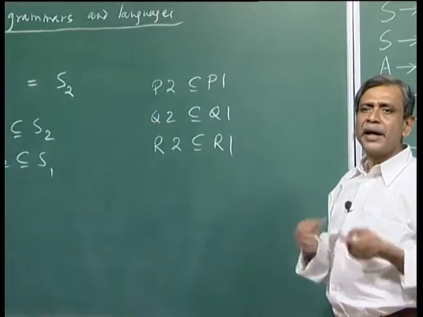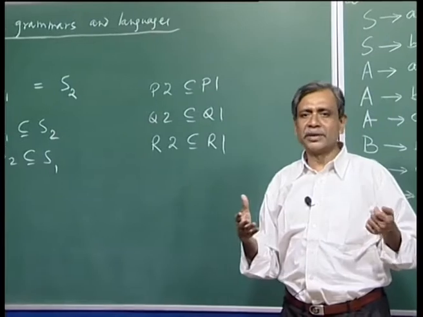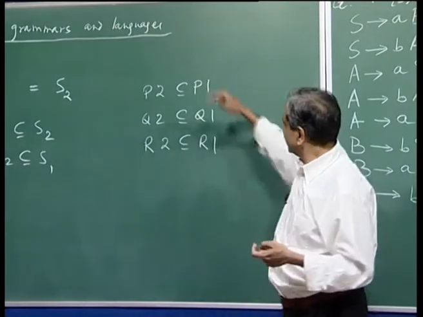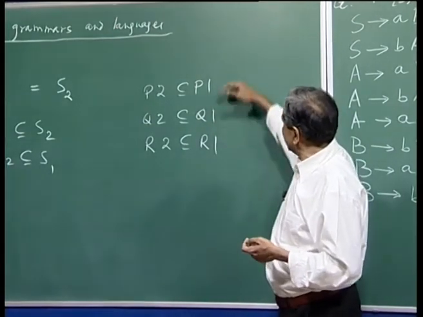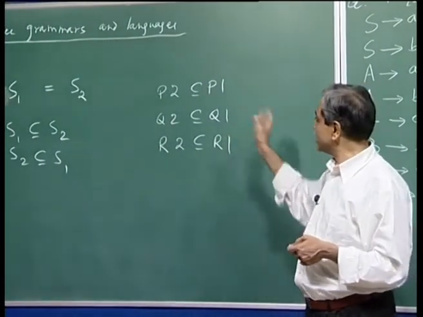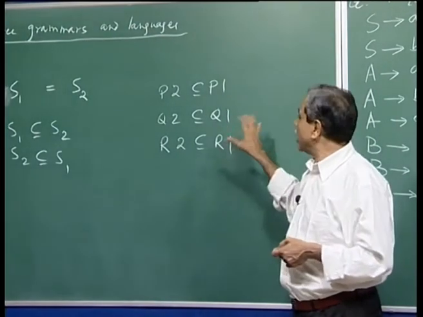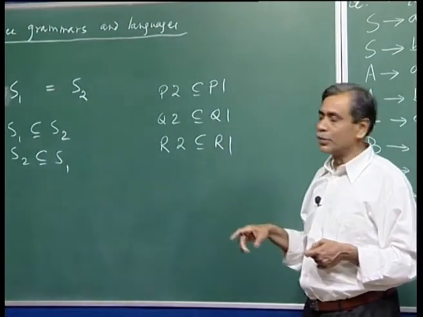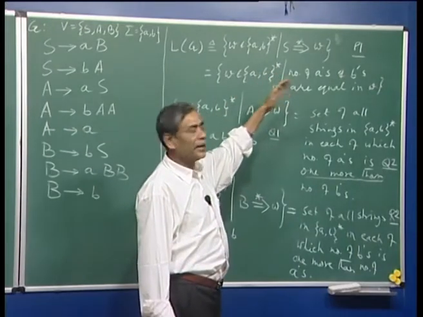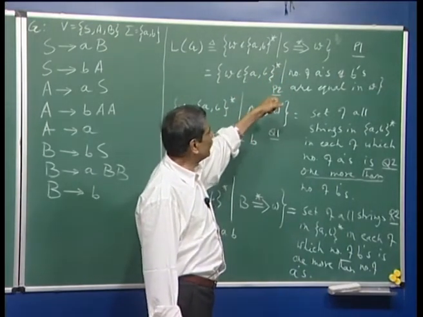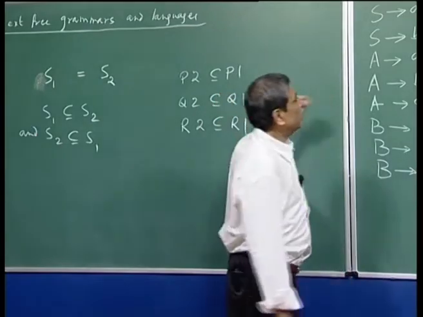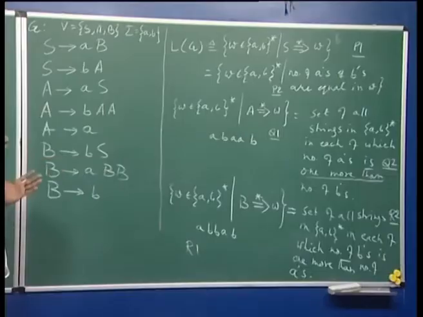simultaneously by means of what is called simultaneous induction. So, we are using an induction, but all these three are being proved by induction simultaneously. Let us say that this is true up to a certain length, all these three statements are true up to a certain length, let us say k. What it means is all strings of length k or less, which have equal number of A's and B's, will be generated by the start symbol S and so on.